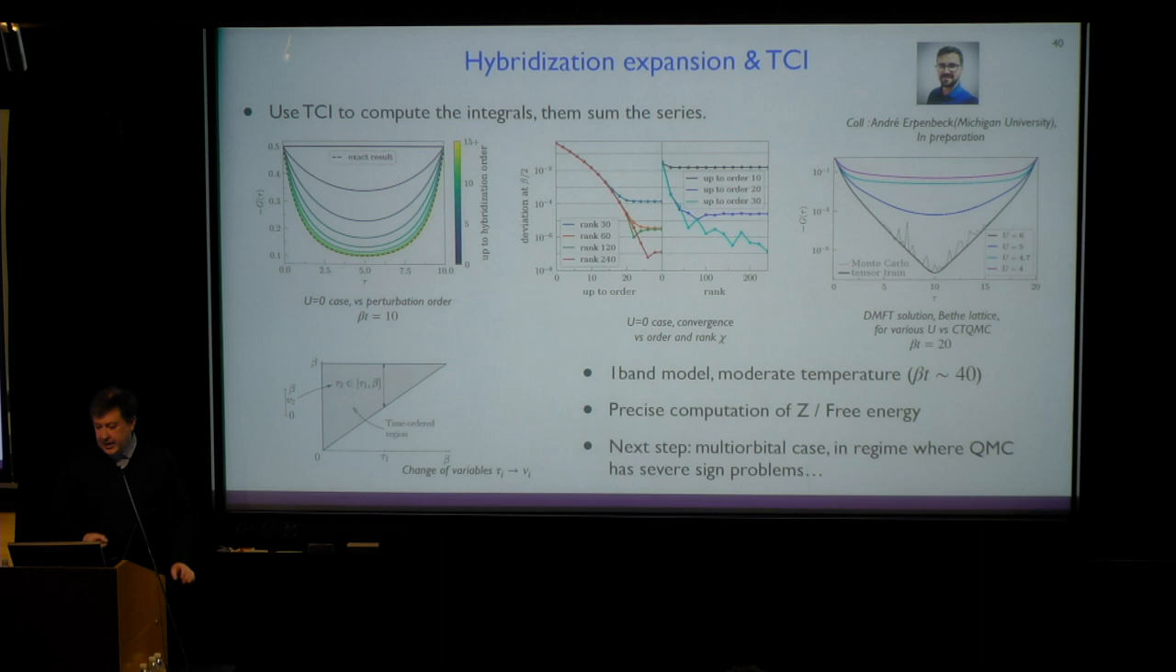You can see here the Green function as a function of time. The different colors are different truncations of the perturbation series. So you increase your perturbation order from 0 to 15, and the dashed line is the exact result. So you see that it does converge with 15 orders. We can compute the integral with 15 orders.